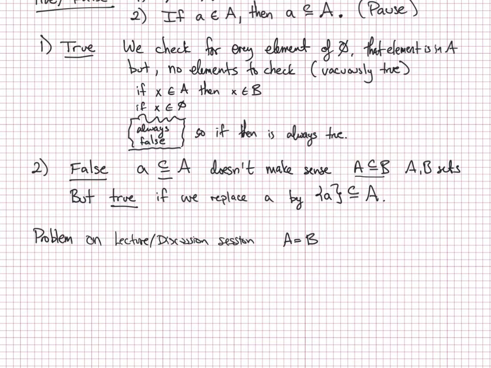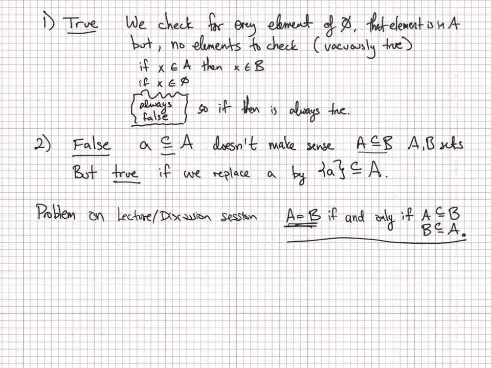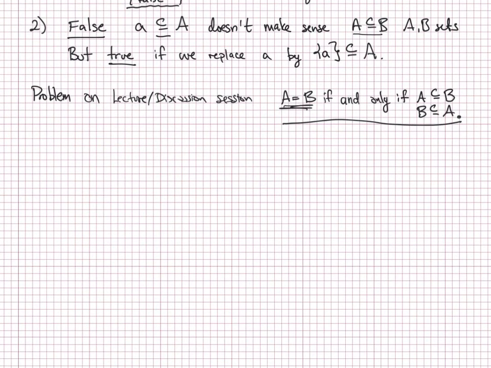The set A is equal to B if and only if, exactly when, A is contained in B and B is contained in A. We'll see that this is actually usually the way that you show two sets are equal. You never really want to show that they just have the same elements. It's much easier to show that one is contained in the other and the other is contained in it. Okay, and we'll see that soon enough.